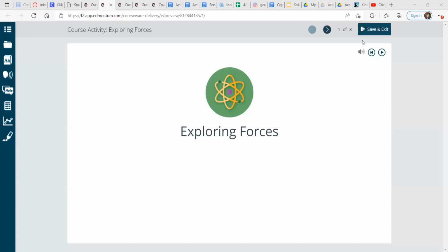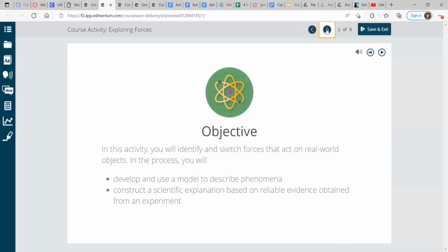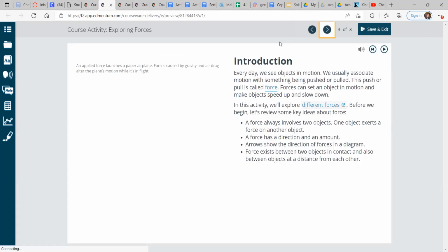Hey, it's Mr. Shrum, and I'm going to walk through the course activity called Exploring Forces. And really, we're just identifying and sketching forces that act on real-world objects. To break that down further, we're going to develop and use a model to describe what's going on. What's going on, we call that phenomena. We're also going to construct a scientific explanation based on reliable evidence obtained from an experiment.